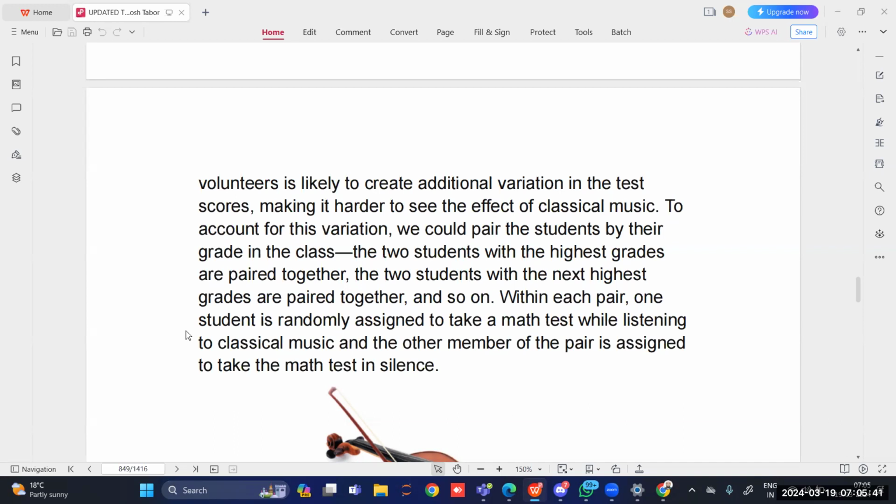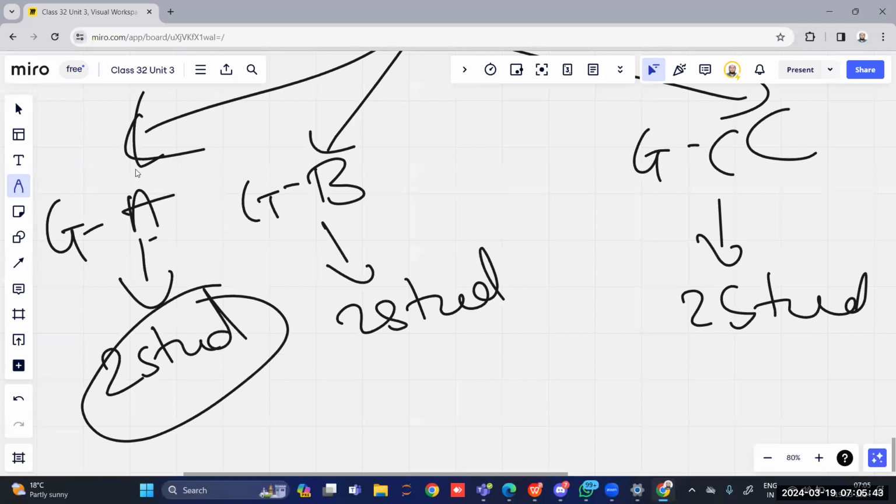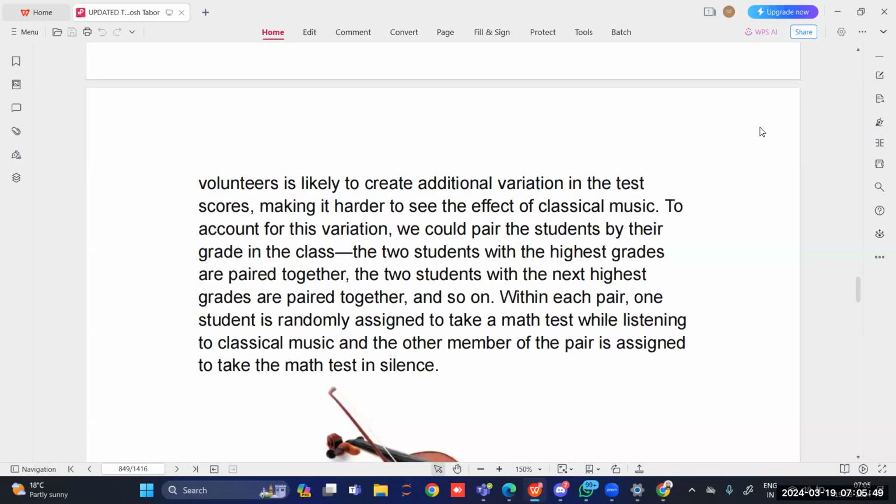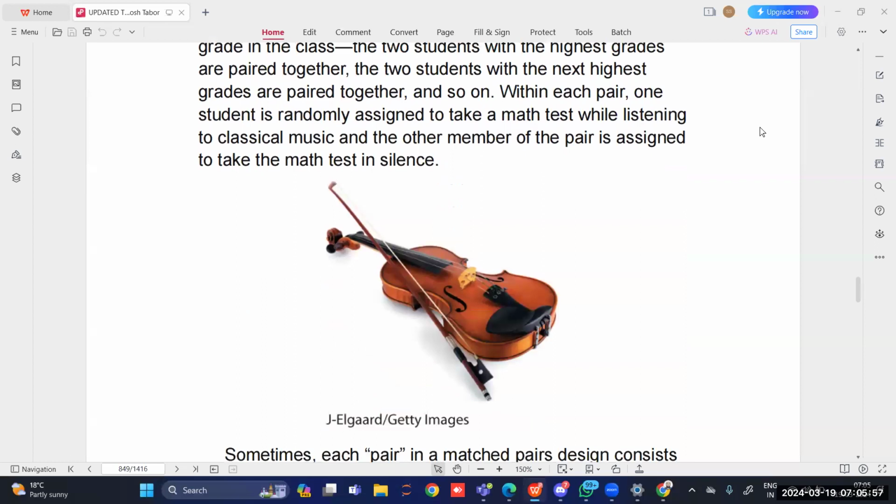How many grades are there in the examination? So they are paired according to that. Is it clear? Two students are paired together and so on. Within each pair, one student is randomly assigned to take a math test while listening to classical music, and the other member is assigned to take the test without listening to classical music.